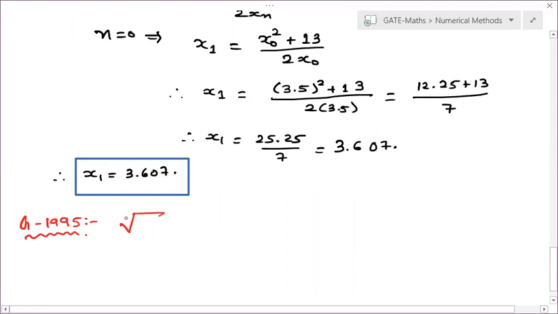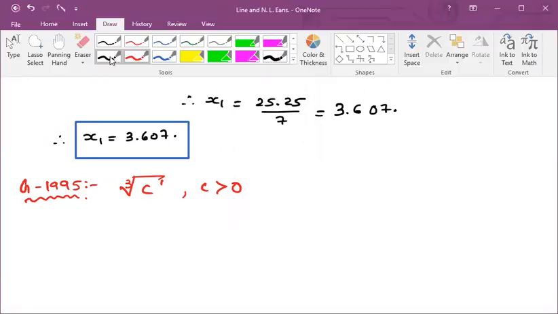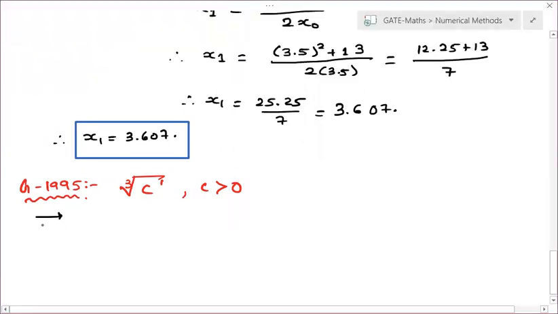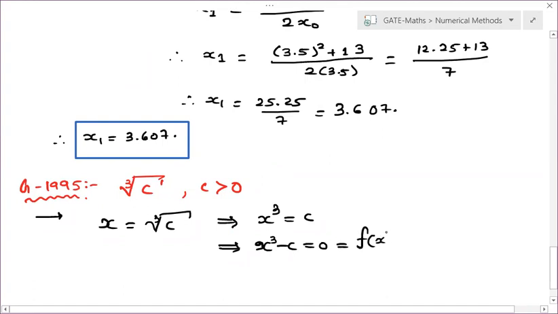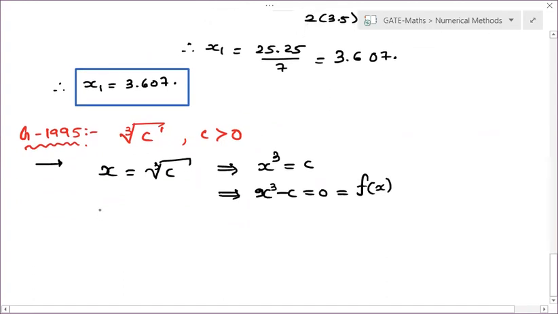Cube root of c. So the same question where c is greater than 0, you have to find the iteration formula for cube root of c. So, okay, tell me how we can find this. Same method or not? Right. Earlier it was square root of c. So x is equal to cube root of c implies x cube equal to c implies x cube minus c equal to 0. So this is your f of x, or not? Okay, f of x is x cube minus c. So therefore f dash x is equal to 3x square minus 0. f double dash x is 6x.